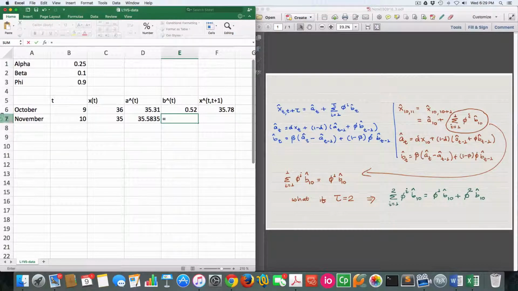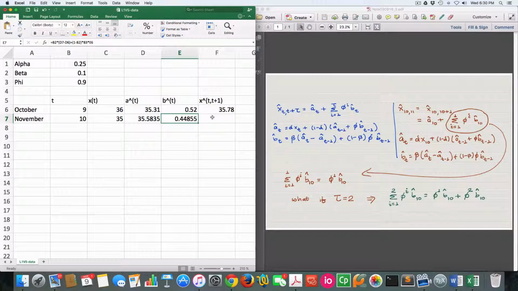Now we can calculate BT, or B10. B10 is beta, which is 0.1, times A10 minus A9, plus 1 minus beta times phi, where phi is 0.9, times BT minus 1, our previous estimate of B. That gives us a new B value.